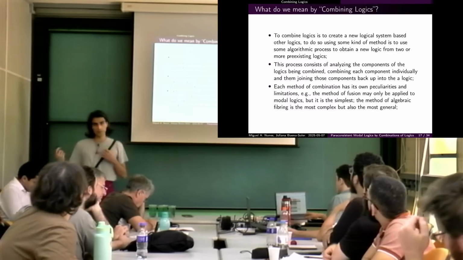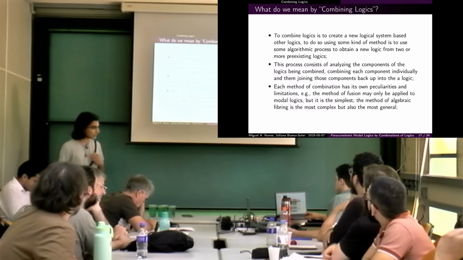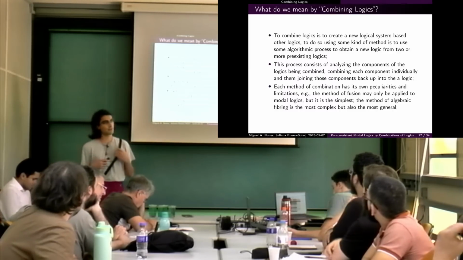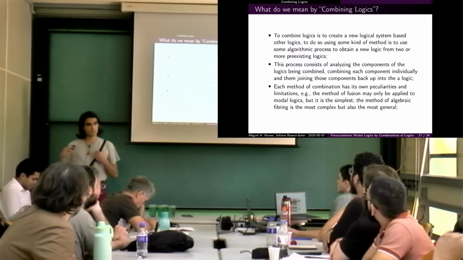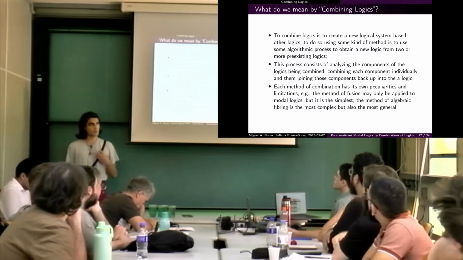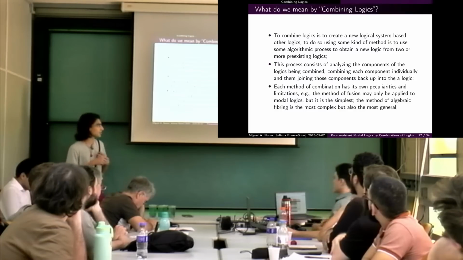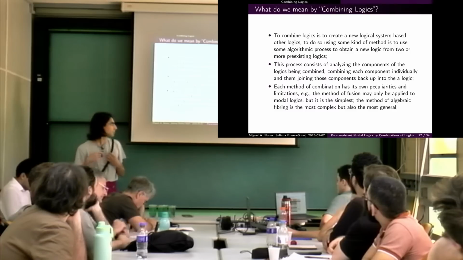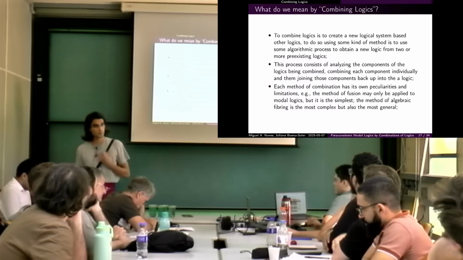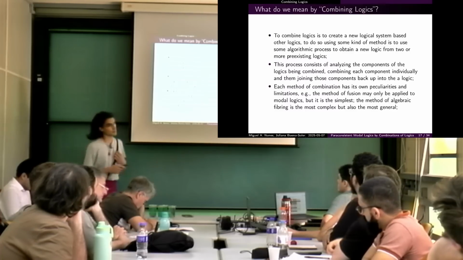Each method of combination has its own peculiarities and powers, let's say. For example, fusion is basically the simplest method possible, but is also the most restrictive because it only works on modal logics. And algebraic fibring is perhaps the most powerful method, but is also very complex.